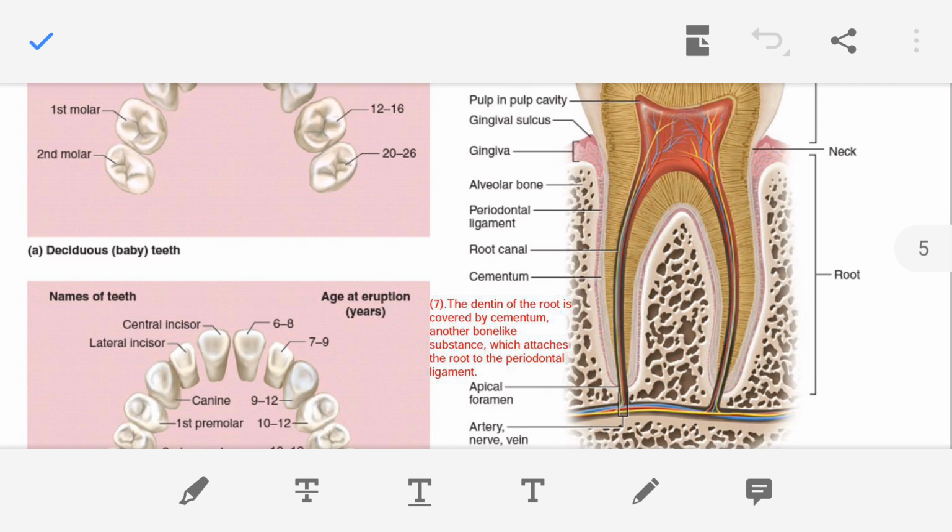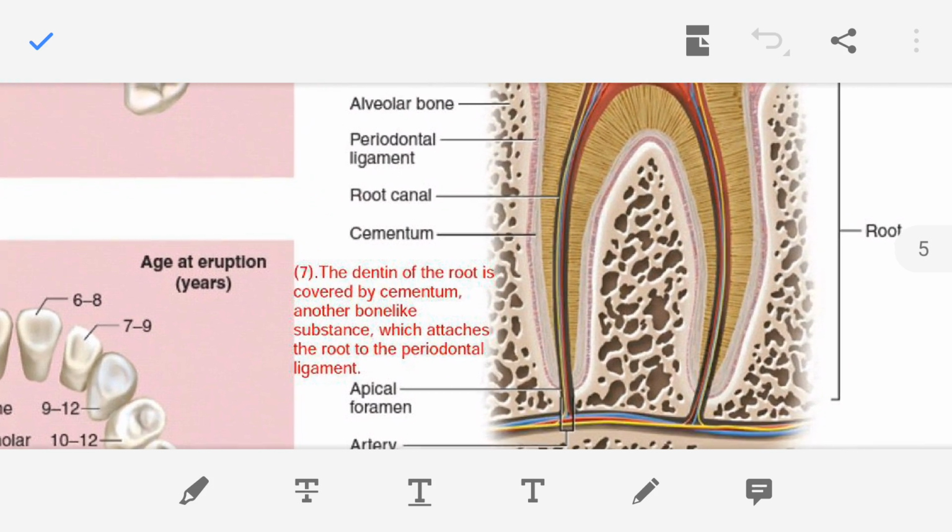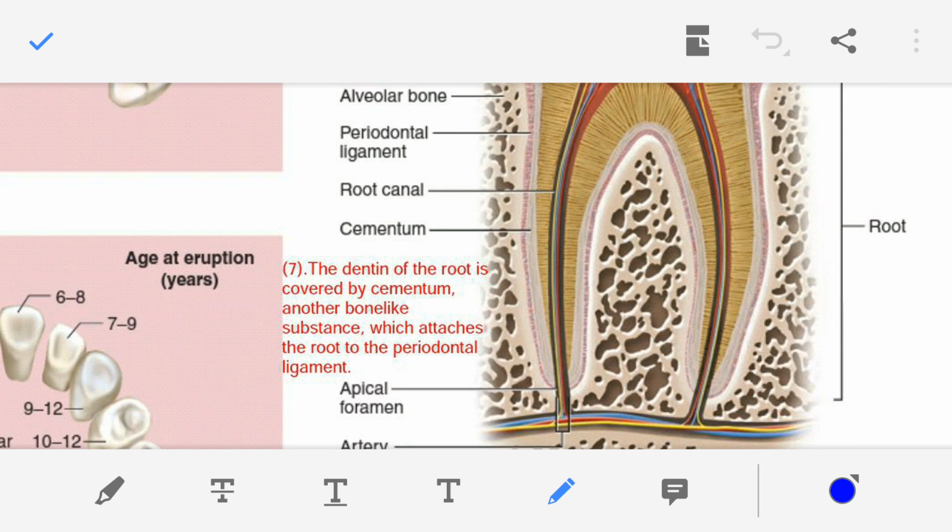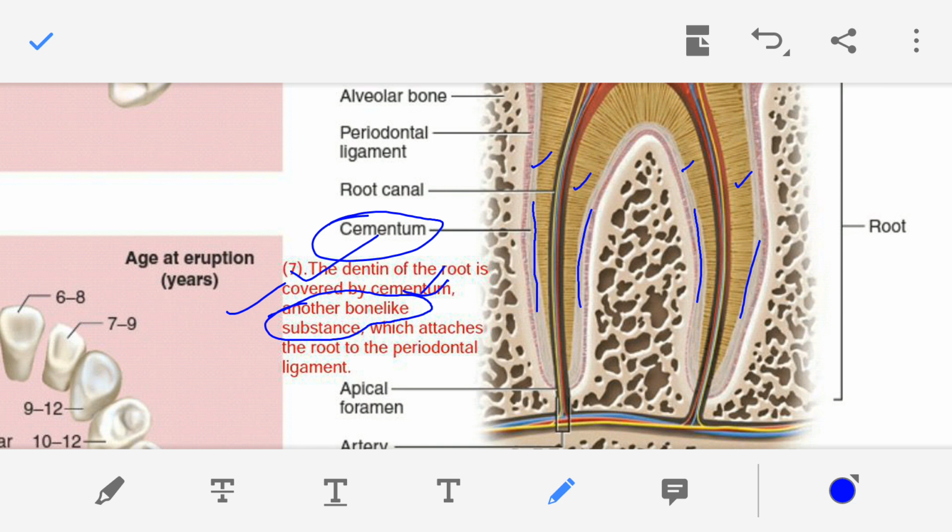Now moving on to the seventh point of our discussion. The dentine of the root is covered by cementum. For example, this one is the dentine, and as you can see, cementum. So this dentine is covered by cementum. Now what is cementum? Cementum is another bone-like substance. And what is the role of cementum? Cementum attaches the root to the periodontal ligament.